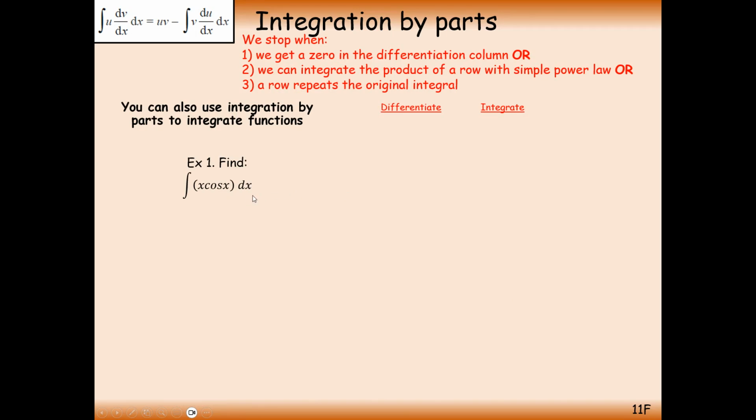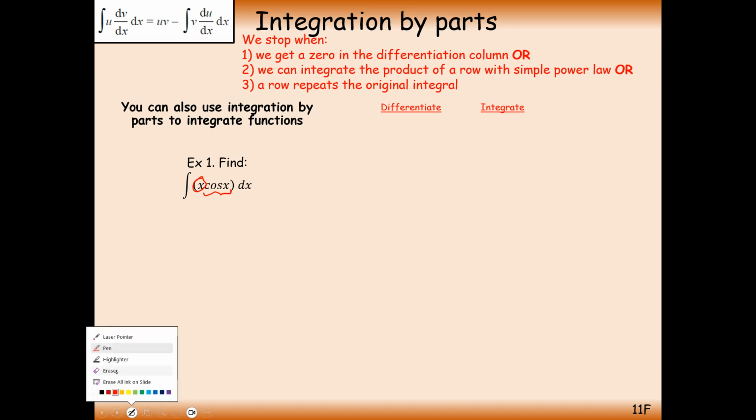x multiplied by cos x. Now, why would we integrate this by parts rather than using derivatives and antiderivatives, reverse chain rule or substitution? Because cos x is not in the family of x, x is a polynomial, and because a trigonometric function is not in the family of x, they're not derivatives of each other. Therefore, we have to integrate this by parts.